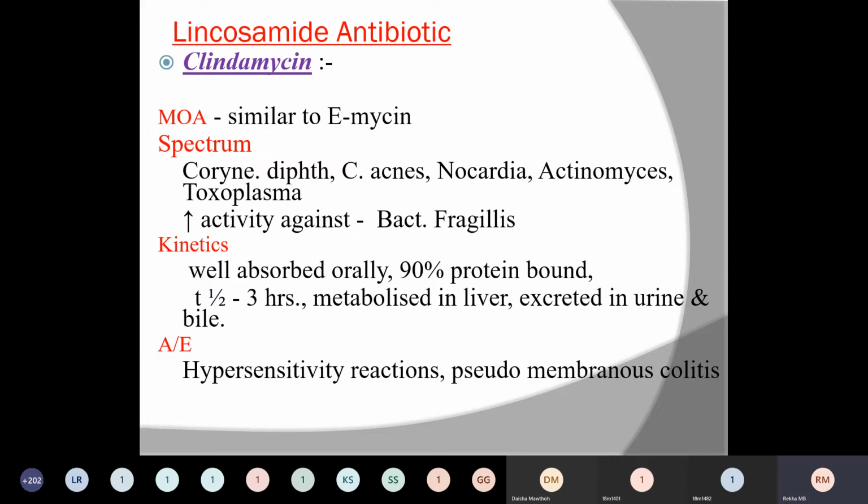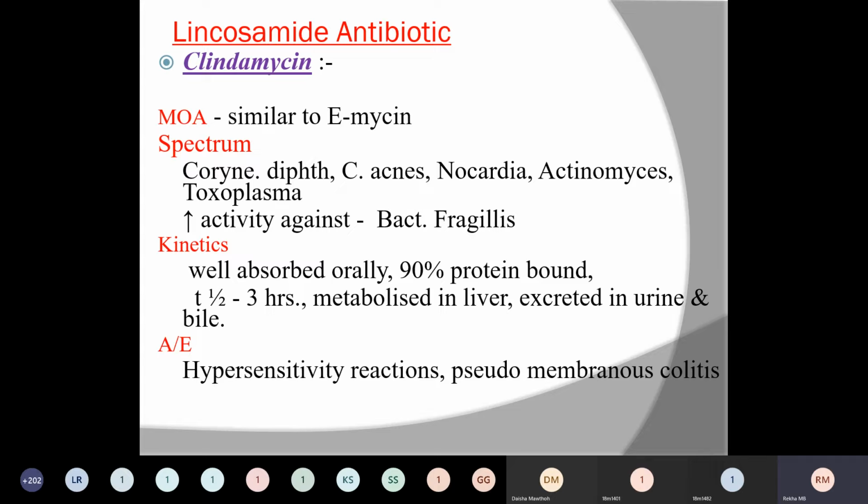Next, coming to the lincosamide antibiotic, under that we have clindamycin. Mechanism of action of clindamycin is similar to erythromycin. That is, it will bind to the P site of the 50S ribosomal subunit and it will inhibit the translocation step during the bacterial protein synthesis.